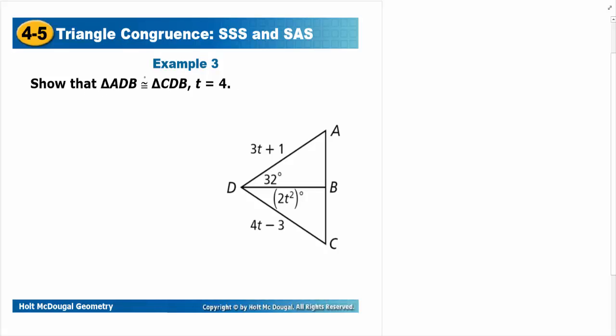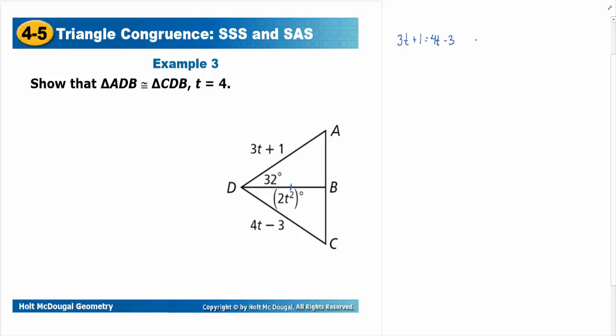Alright, so here we have: show that these triangles are congruent if t equals 4. If I'm looking at this example, we're trying to show if we have a side-side-side or side-angle-side relationship. In this case, we are going to look more at a side-angle-side relationship. Now again, notice these triangles share side DB. So if they share this side, then I need to show that these sides are congruent and these angles are congruent. If they're congruent, that means we should be able to say that 3t plus 1 equals 4t minus 3.